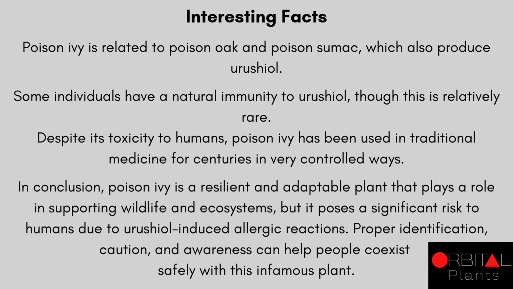Interesting facts. Poison ivy is related to poison oak and poison sumac, which also produce urushiol. Some individuals have a natural immunity to urushiol, though this is relatively rare. Despite its toxicity to humans, poison ivy has been used in traditional medicine for centuries in very controlled ways.